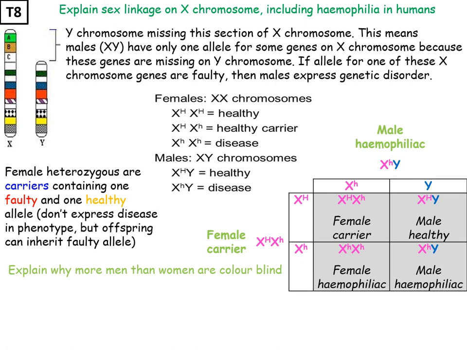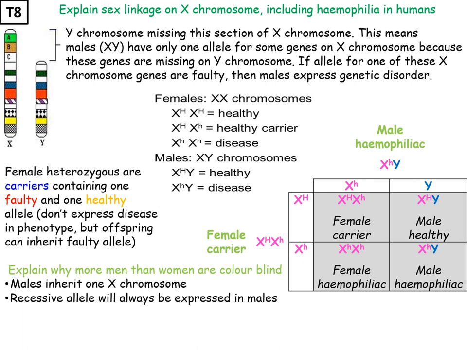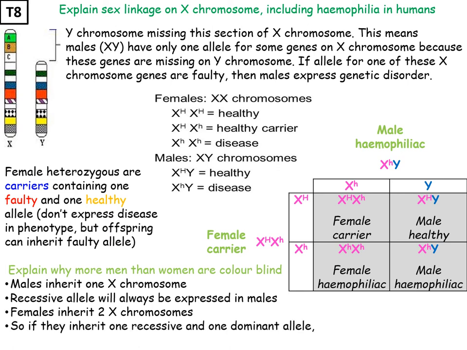We can look at all the possible combinations. Explain why more men than women are colorblind. So males inherit one X chromosome. A recessive allele will always be expressed in males. The females inherit two X chromosomes. So if they inherit one recessive and one dominant allele, the recessive allele will not be expressed. They need to inherit two recessive alleles to express the disorder, with males only needing to inherit one from the mother. So they have a higher percentage chance of being colorblind.